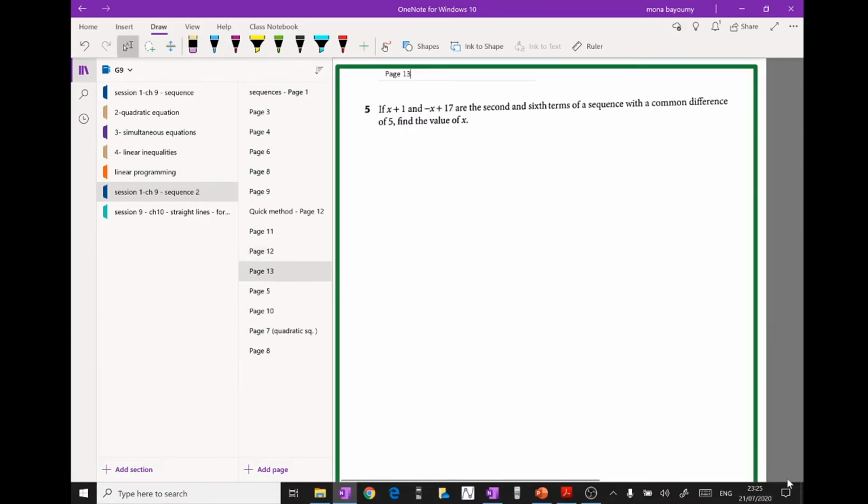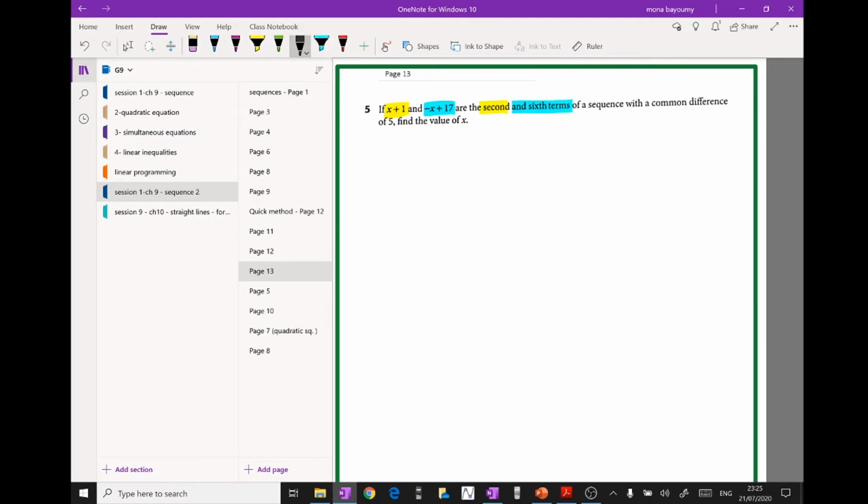Now let us go to this exercise. I think it's very easy and so funny and so easy. If x plus 1 and negative x plus 17 are the second and the sixth terms of the sequence with a common difference 5. Here x plus 1 and negative x plus 17. X plus 1 is the second term, and negative x plus 17 is the sixth term.